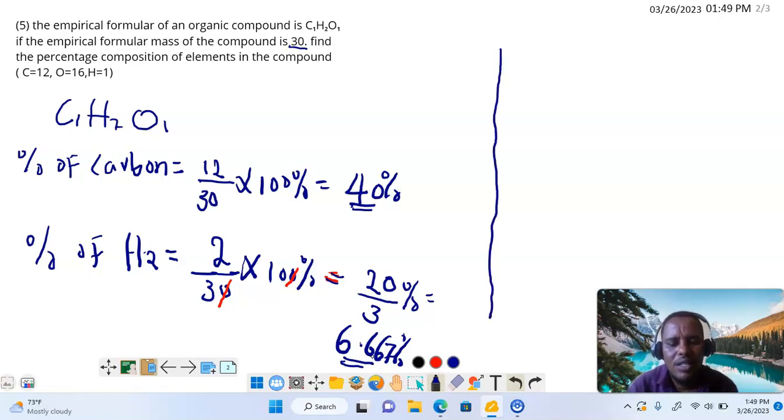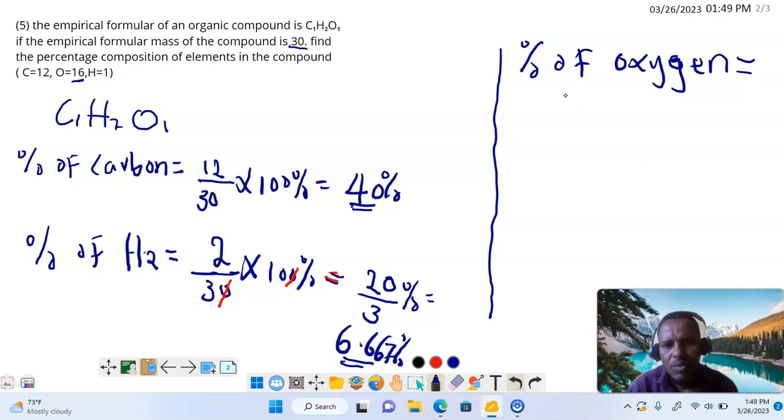Now let us see the percentage of oxygen. You can add the percentages of carbon and hydrogen and subtract from 100 to get the percentage of oxygen, or otherwise let's do it the way it is. Before I do that, let me make the question nice. The percentage of oxygen is 16 over the total, which is 30, times 100%.